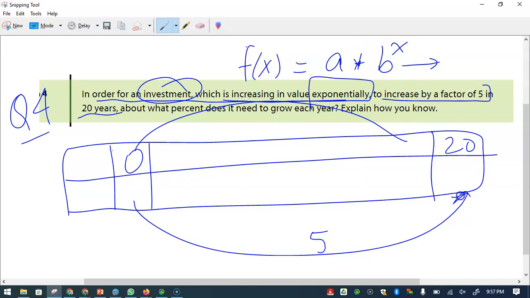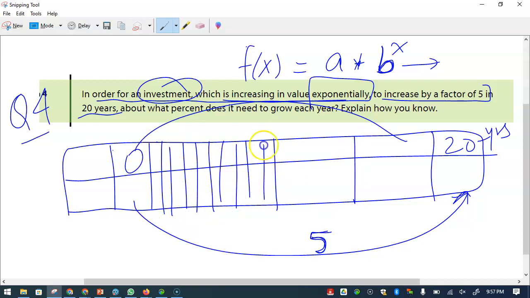So based on this, this factor 5 is for every 20 years. So we want to know every year, right? So this b is basically every year. So for 20 years, we'll have to split this into 20 years. 1, 2, 3, 4, 5, and so on. So that means what should be for 1 year?